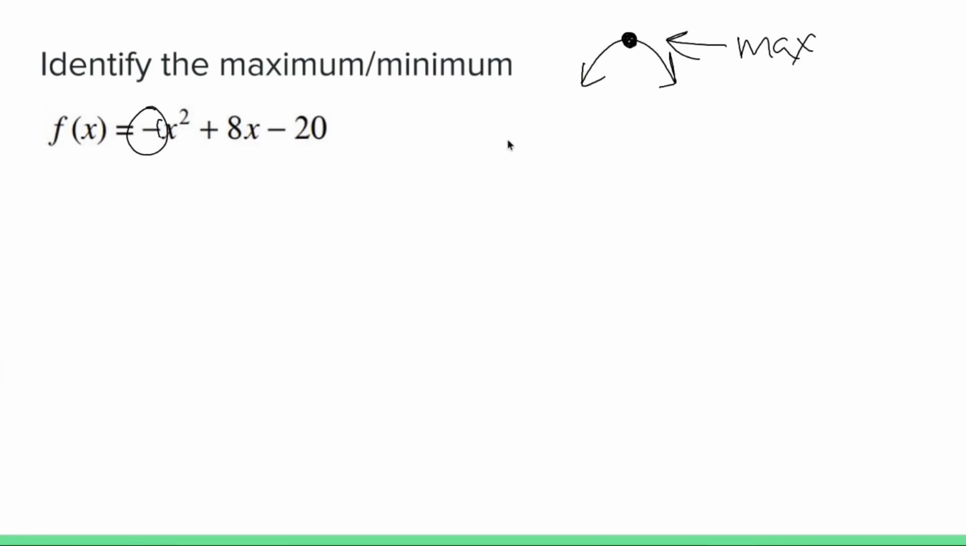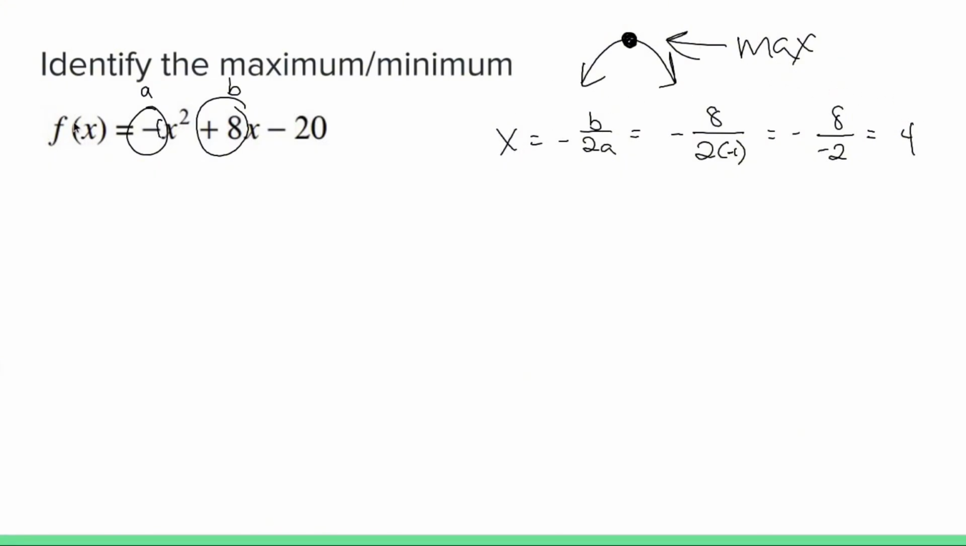The vertex exists when x equals -b over 2a. So since my leading coefficient is negative invisible 1, that's my a, and my b is going to be that 8 right there. So x equals -8 over 2 times -1. So -8 over -2 is going to equal 4. So my maximum is going to exist when x equals 4.